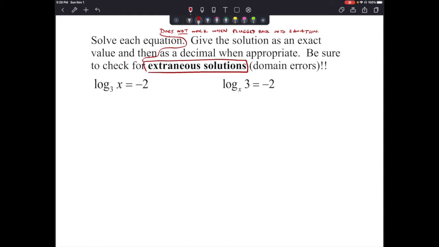All right, looking at the first problem, it says log base 3 of x equals negative 2. What we're focusing on right now is we have one log statement on one side of our equation. So we have one log on one side. So how do we solve that? Well, we're just going to take it and rewrite it in exponential form.